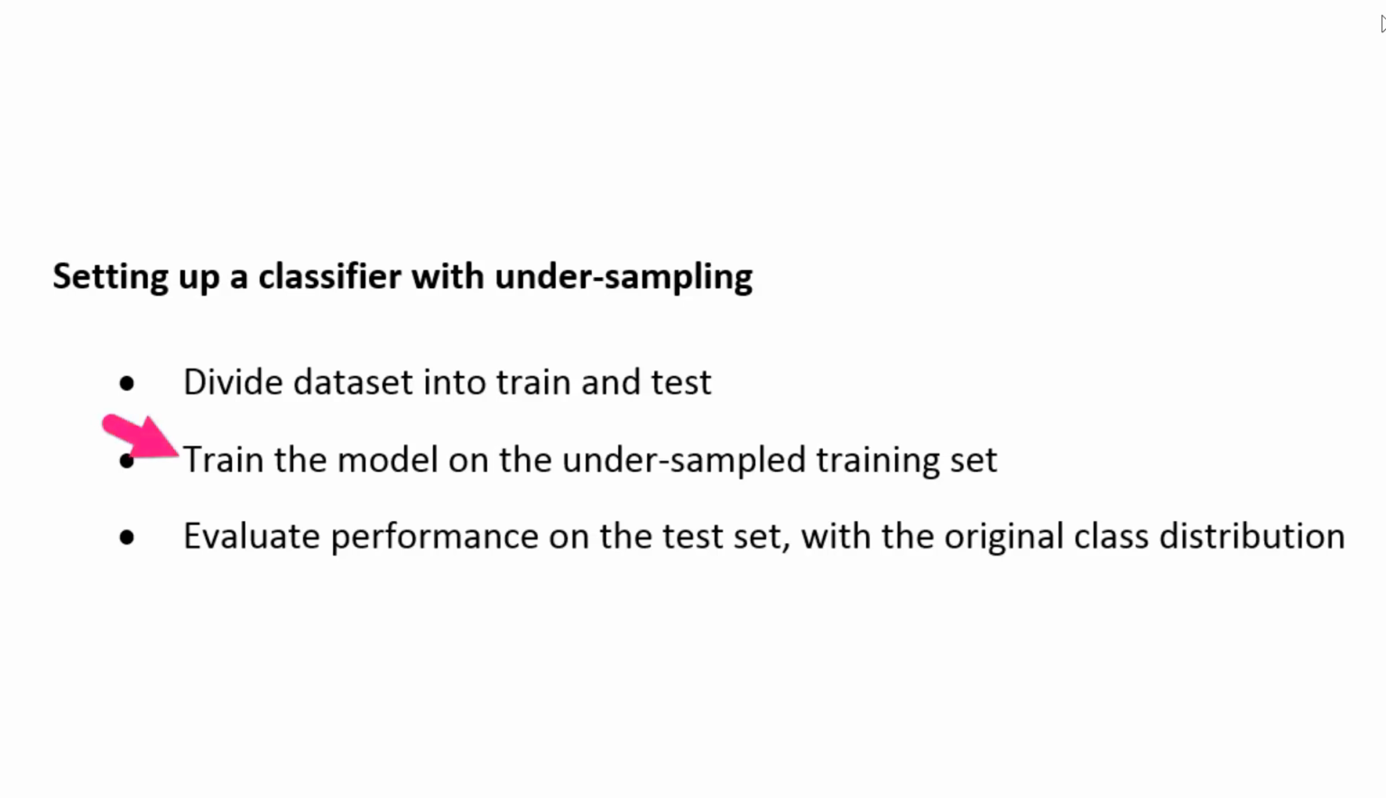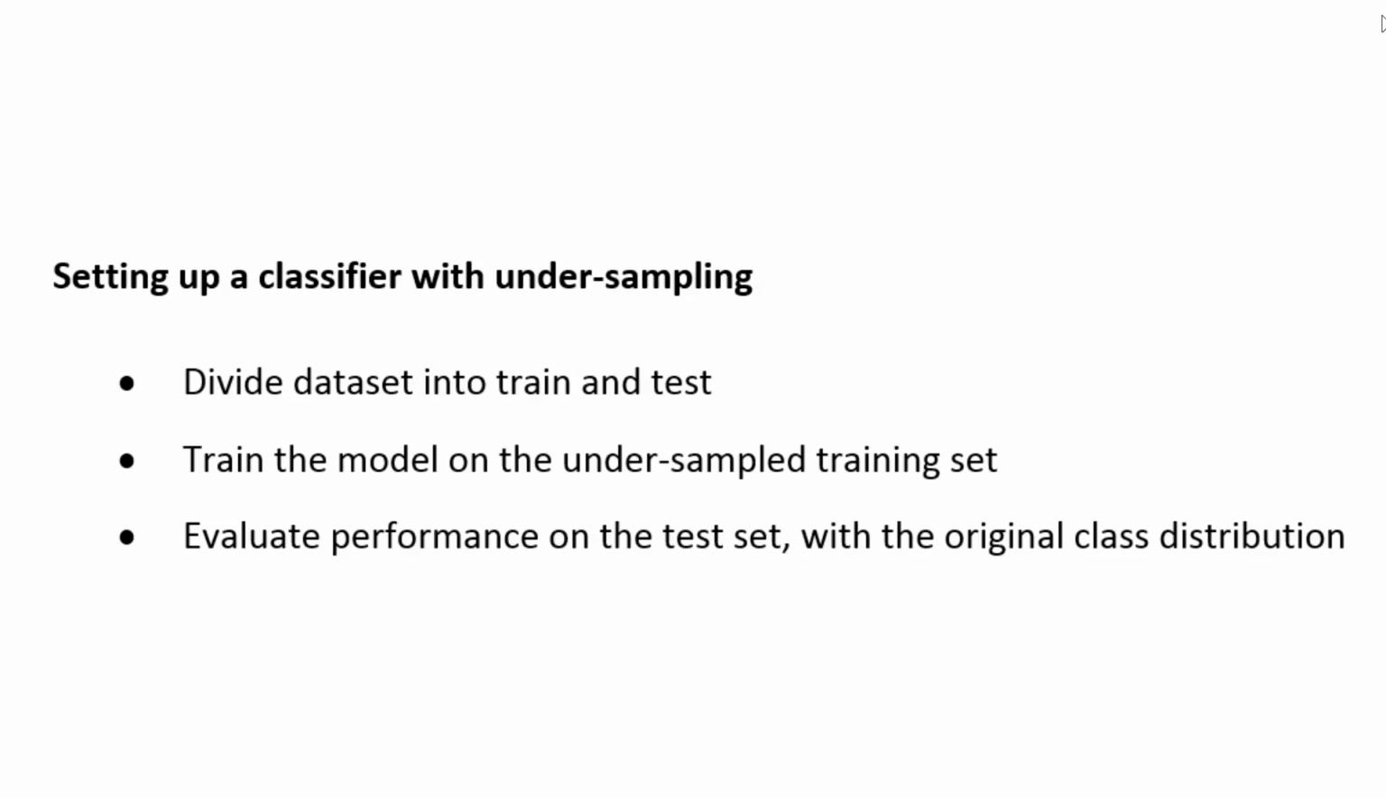In the train set, we're going to train the algorithm and we leave the test set just for model evaluation. Now, we should train the classifier utilizing the undersampled training set. So we would only undersample the train set and then train the classifier on that portion of the dataset. But we evaluate the performance of the model that we just trained on the test set, and this test set contains the original class distribution. So this is very important.